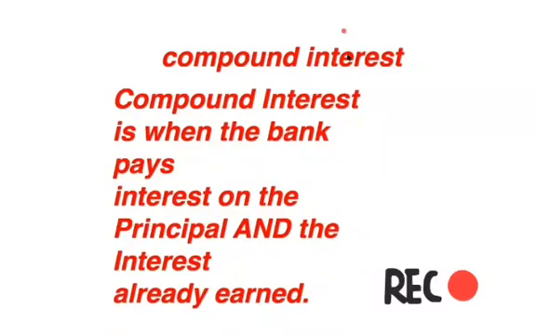Compound interest is when the bank pays interest on the principal and the interest already earned. So compound interest basically is interest on interest. That means the bank is paying interest on your principal and on the interest you've already earned before. That's compound interest. Now one more thing in compound interest is the balance.